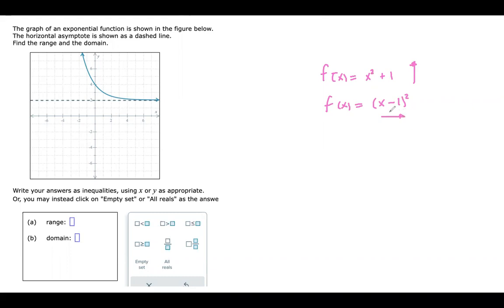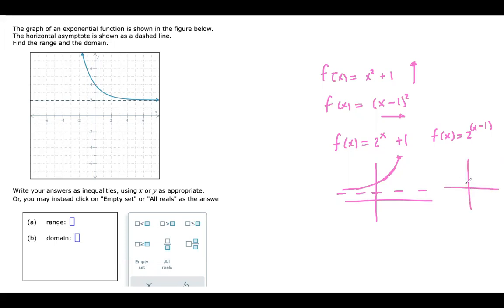Exponential functions also have transformations. If you have f of x equals 2 raised to the power of x plus 1, that means that the horizontal asymptote is going to be shifted 1 unit up. So instead of having the horizontal asymptote at 0, we're going to have it at 1, and the graph will be shifted 1 unit up. And if you have, let's say, f of x equals 2 raised to the power of x minus 1, everything as the exponent, that is going to shift your graph 1 unit to the right.